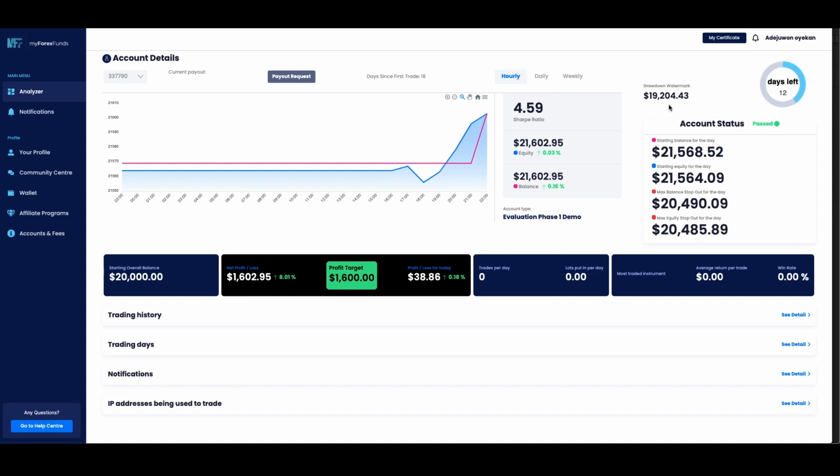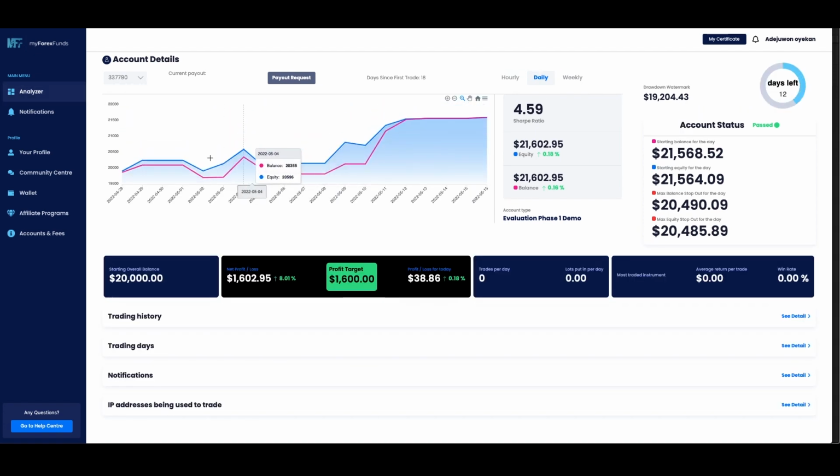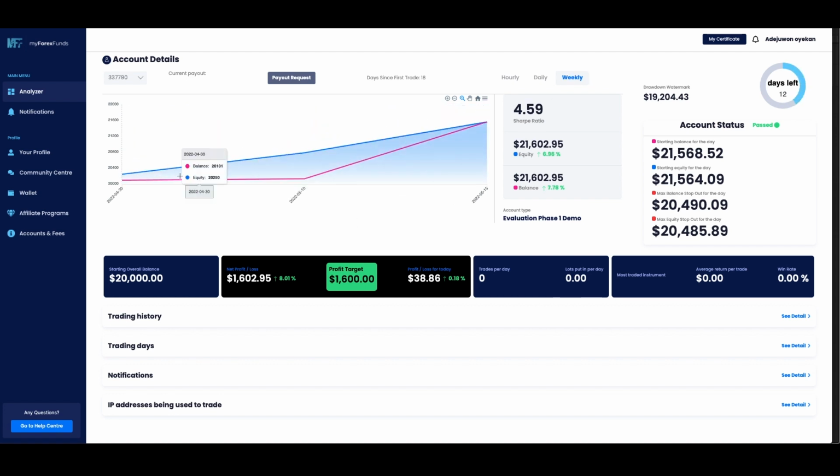I did actually go down to 19,200 at one point, but the market was just moving a bit funny for me and wasn't working perfectly with my strategy, but I still managed to maintain my risk and I managed to get the account back here. As you can see from the actual graph showing right here on the account, we can see the ups and the downs, and eventually I did get there. If we go over to the weekly, we can see it was a nice smooth chart going all the way up.